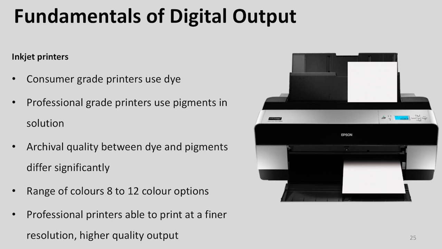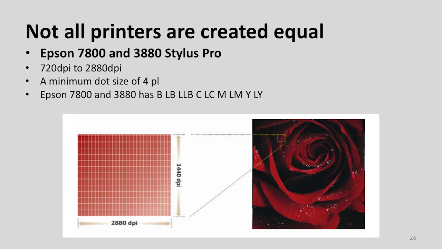On campus here we have an Epson 7800 and a 3880 printer. When you think about the detail, let's look at this detail from this tiny little area here, and this is what it looks like at that high resolution printing. Both the 78 and the 38 can print at 720 or 2880 dpi, which provides a really fine resolution, and it creates that illusion of a continuous tone or a continuous image, so the dots are invisible.